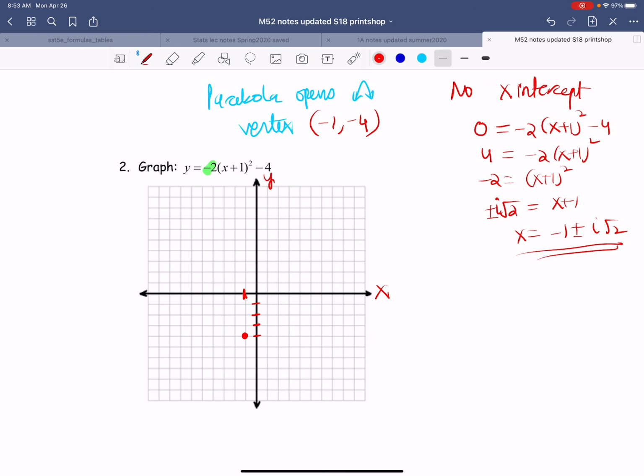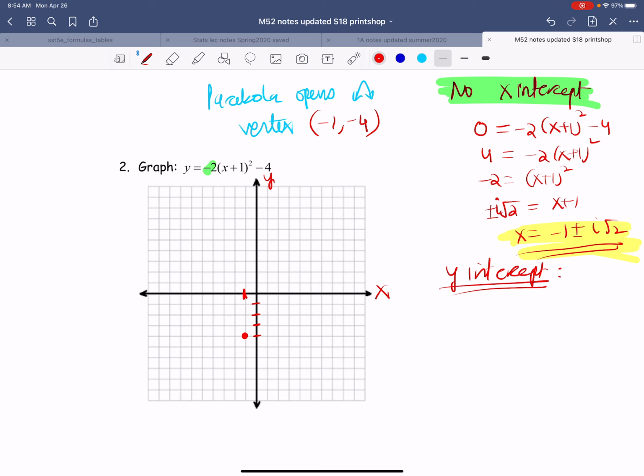So there's no x-intercept. Keep in mind, you don't need to do the work to find them when you already know there's no x-intercept. You could save yourself time. Or if you accidentally tried to find the x-intercept, you wouldn't find any because you would get something imaginary. Okay, let's go ahead and find the y-intercept.